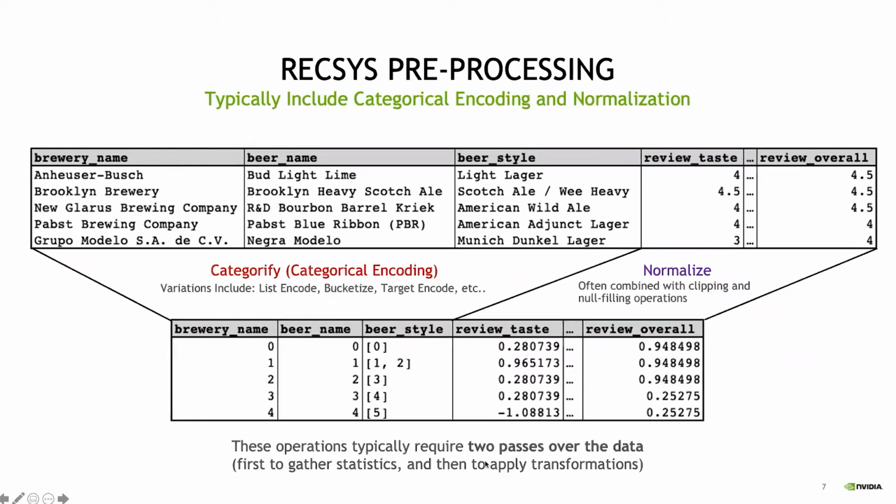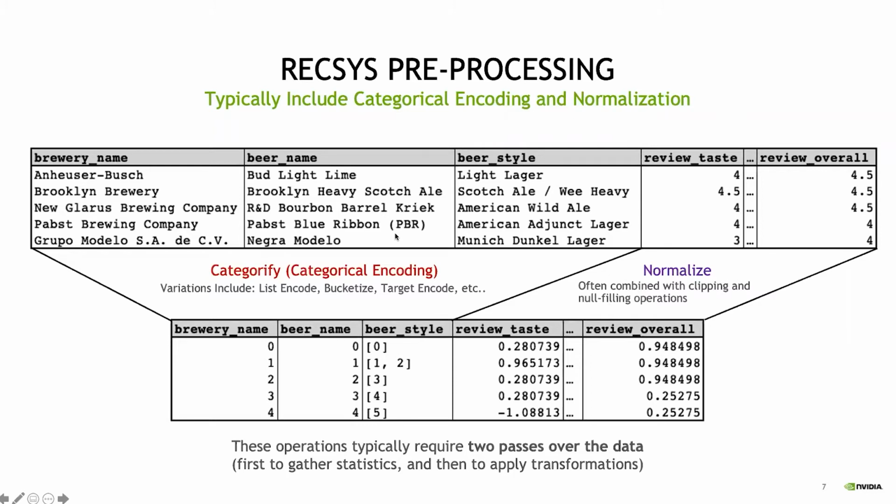What do these pre-processing steps look like for recommender systems? For the categorical columns, we're typically going to be using some variation on categorical encoding. Vanilla categorical encoding we'll call categorify, but it might also be doing things like list encoding, bucketize, target encoding, and some kinds of combination or joint encoding of multiple columns. For the continuous columns, we'll typically be doing normalize. That would be the most common, but we might also be doing that in combination with clipping negative values or filling null values.